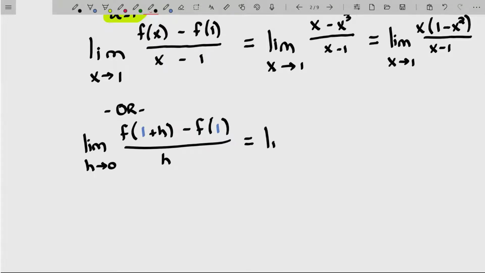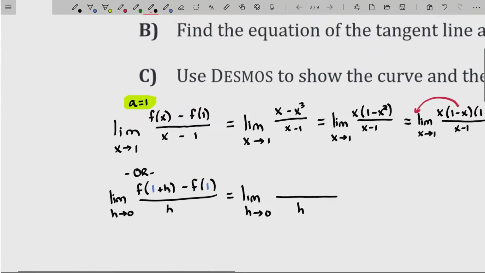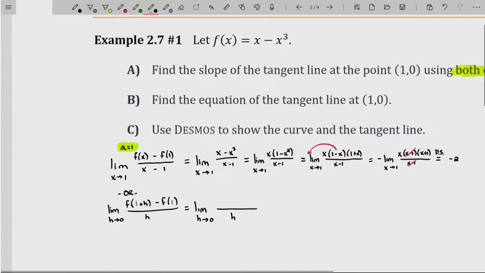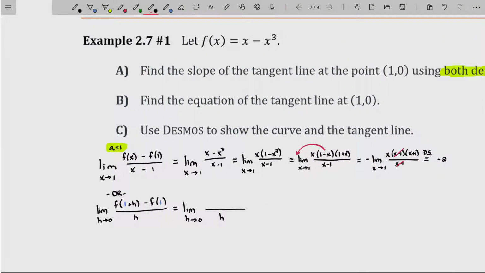So take this limit as h approaches 0. We'll have an h in the denominator. In the numerator, you're going to evaluate your function at 1 plus h.